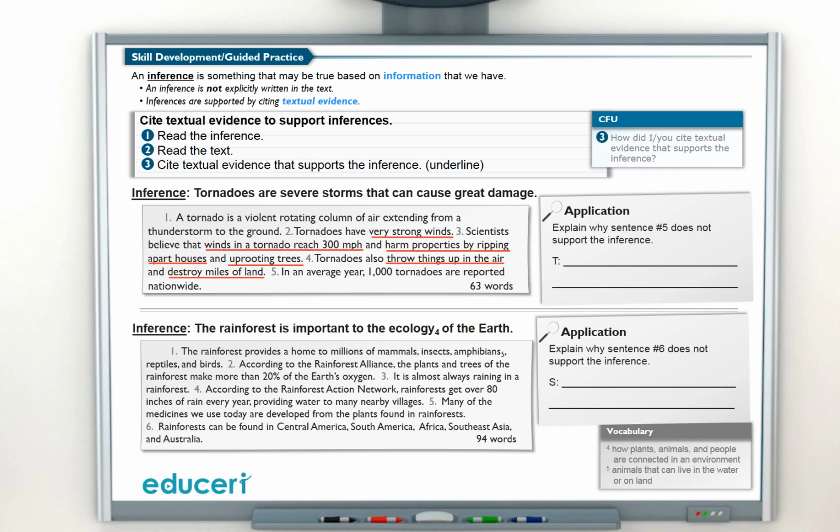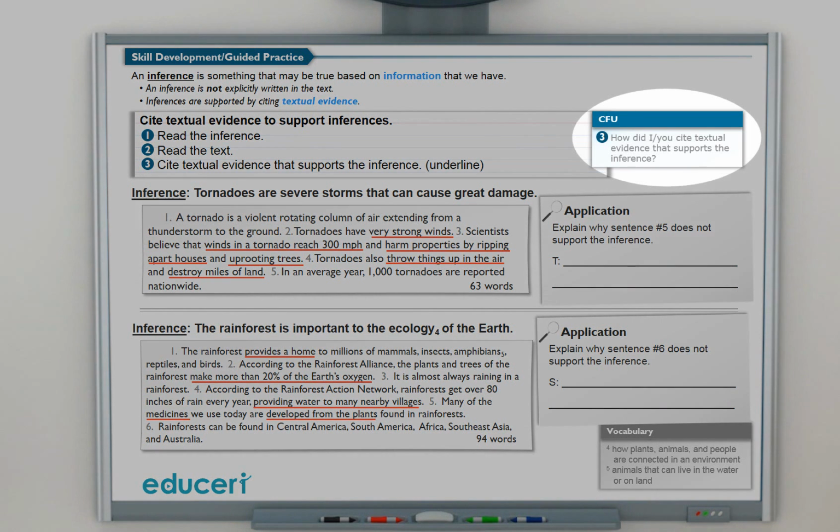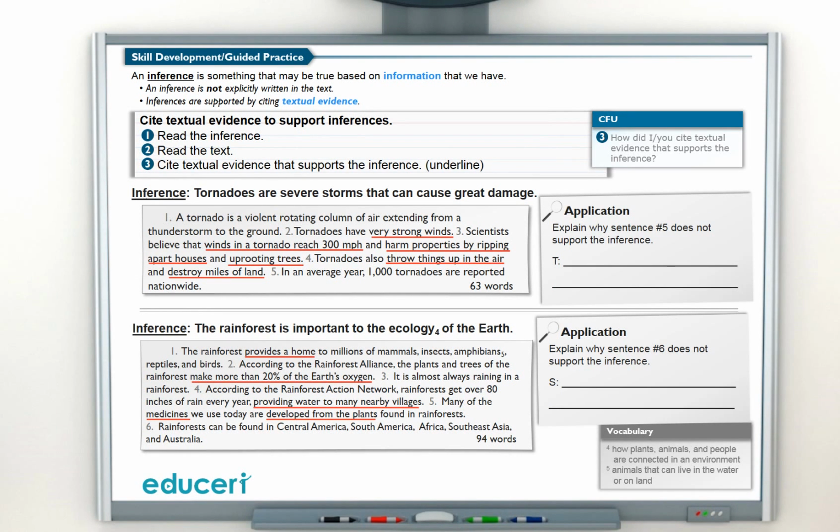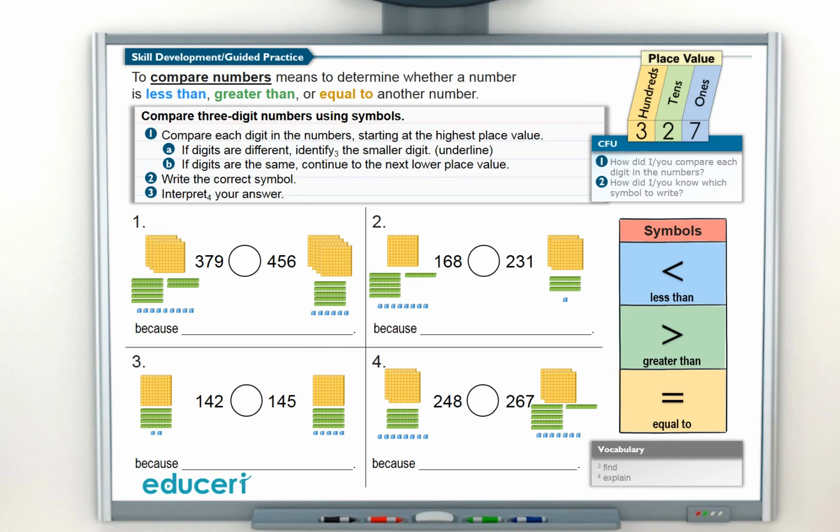After modeling the steps, the students work with a partner to do the next problem or passage. This is when the teacher will check for understanding on how the students applied the steps on their own. For example, how did you, the student, cite textual evidence that supports the inference? Some lessons contain application questions, which are designed to continue to challenge the students to think deeper about the concept. Application questions are often marked with a T for the teacher to model and an S for the students to do independently. Here's what skill development and guided practice might look like in a math lesson.